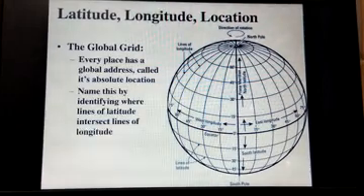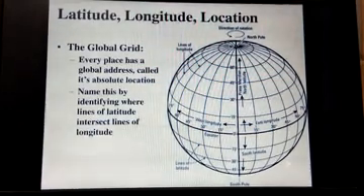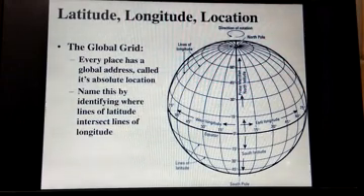So here we have grids. This is known as grid. Grid means lines from east, west, north, south direction. Every place has a global address.